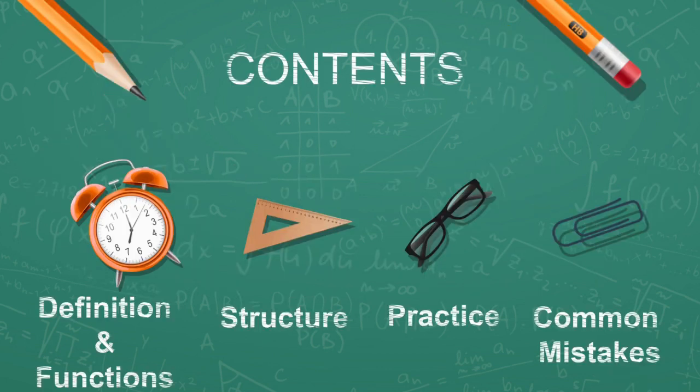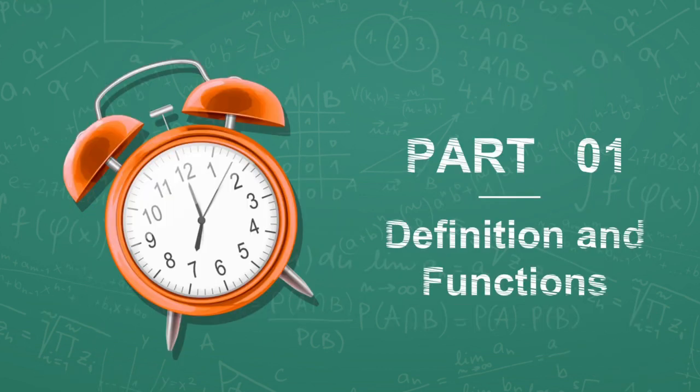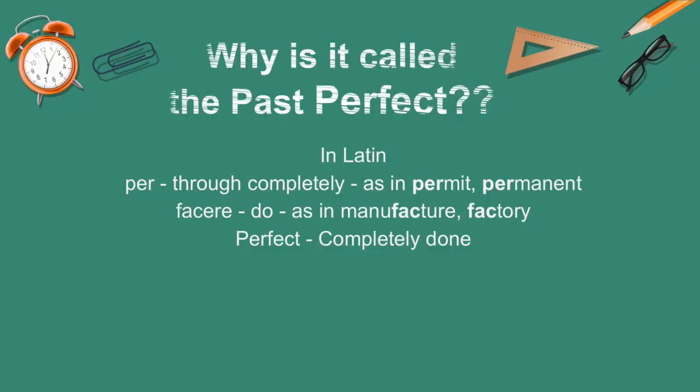Firstly, why is it called the past perfect? Let's explore the origins of this grammatical tense. In Latin, the term perfect can be broken down to per, meaning through completely, as in permit or permanent, and facere, meaning do, as in manufacture or factory. Perfect signifies completely done. Let's look at the definition.